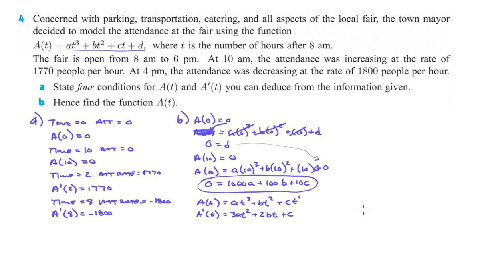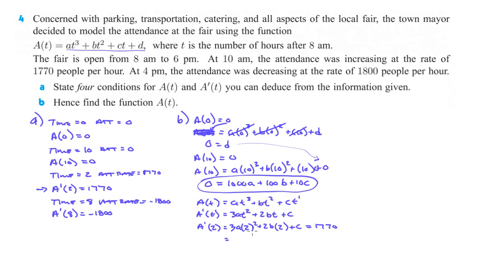So there's our derivative. We now know from over here that we've got this info right there. So let's plug that in and see what we get. A prime of 2 has to equal, we're going to plug in 2 for these t's, and we know it's actually going to end up equaling 1770. So we go 3a times 2 squared plus 2b times 2 plus c, which we know equals 1770. Okay?